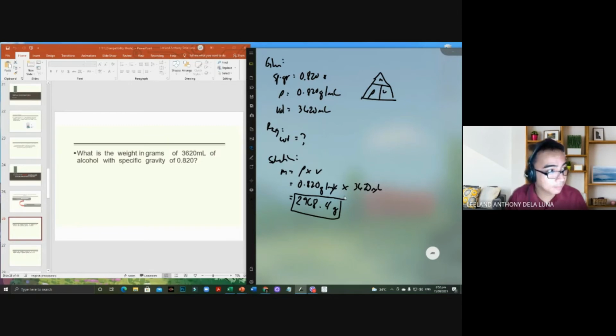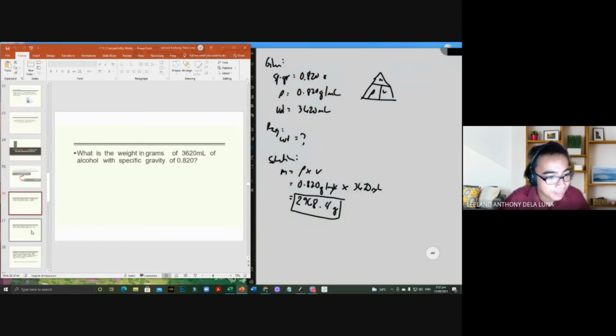So are we good? Easy? Easy, no? Easy, sir. Walang kaproblema-problema. Okay. Kasi mamaya class, we're going to make this a little complicated lang. Okay? Papasukan natin ng mga other stuff. Okay? So what about this one? What is the weight in grams of 2 fluid ounces of a liquid having a specific gravity of 1.118?